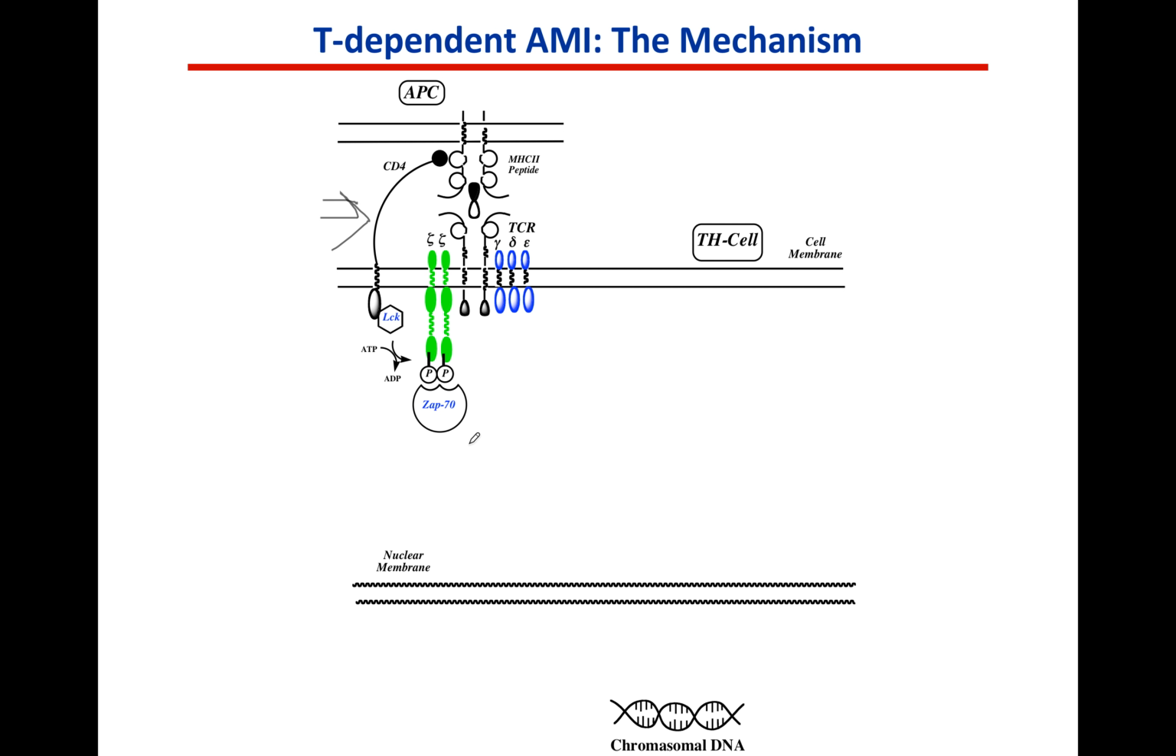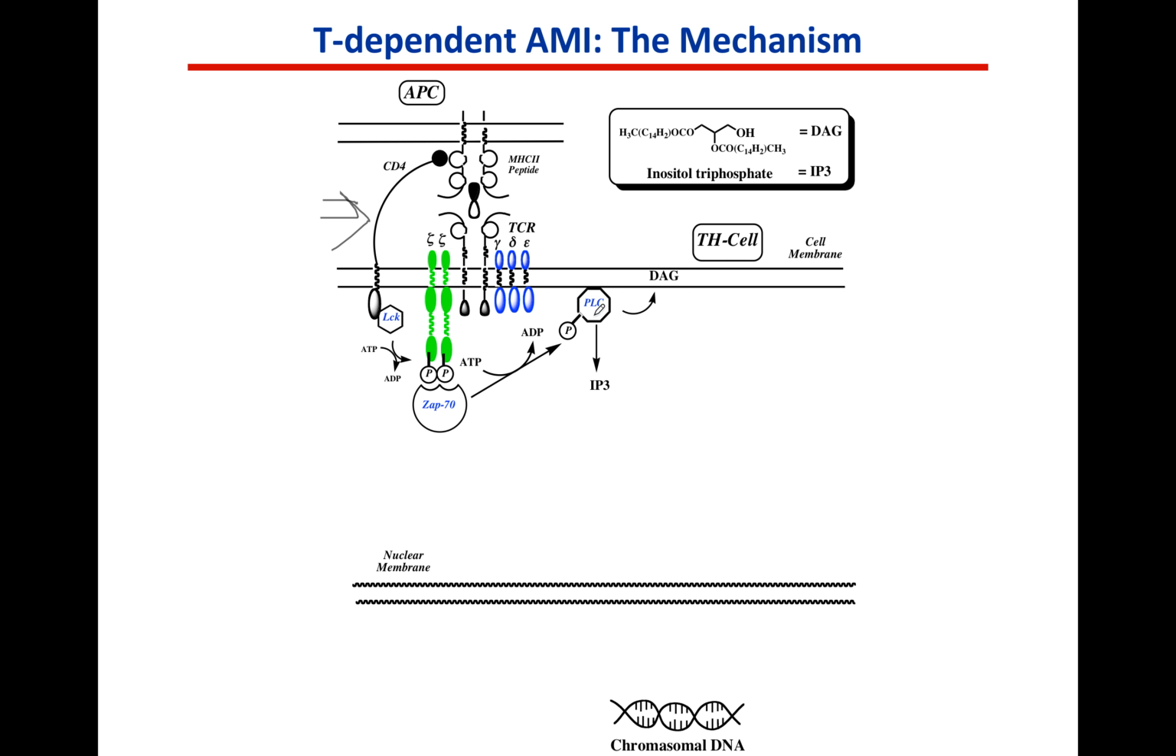When it does this, it is encouraged to undergo ATP hydrolysis to phosphorylate phospholipase C. Now, phospholipase C is at the membrane, and being at the membrane, what it does is hydrolyze a phospholipid in the membrane, inositol triphosphate diacylglycerol, which is a type of phospholipid that's in the membrane.